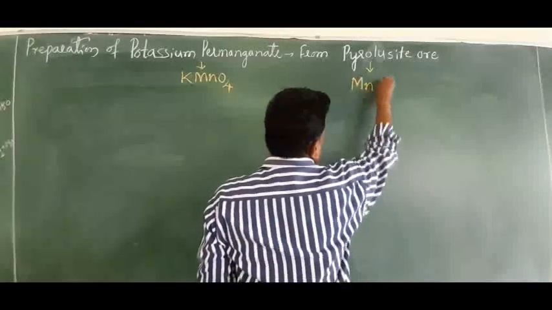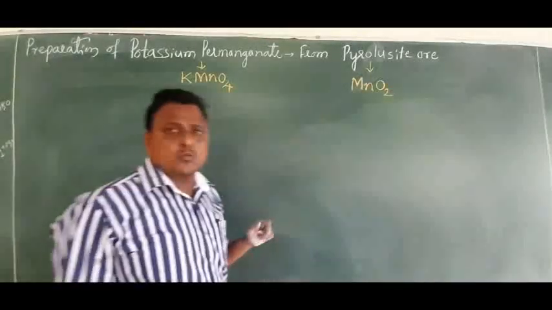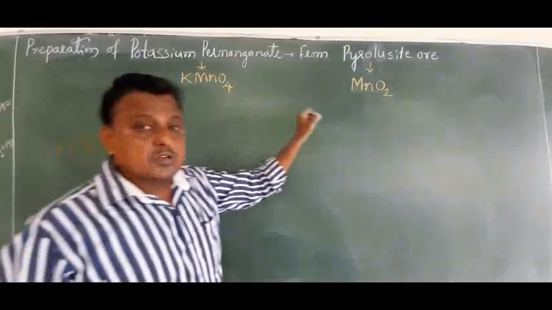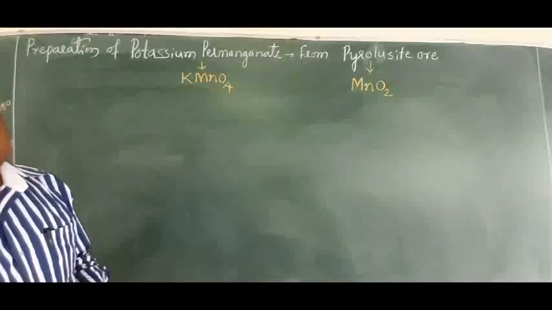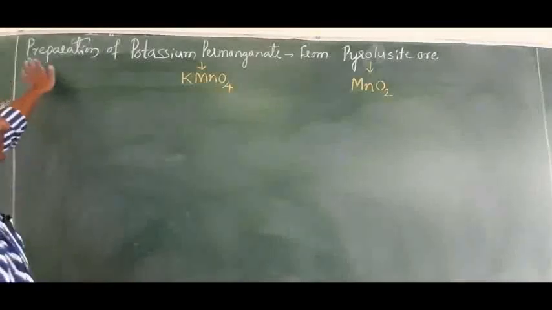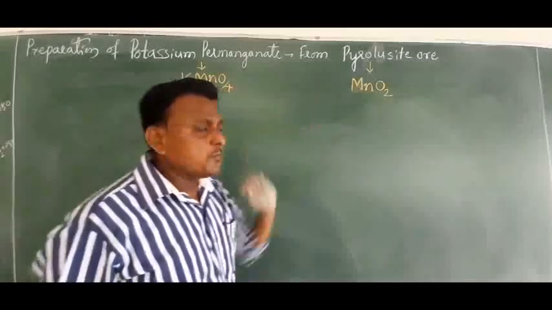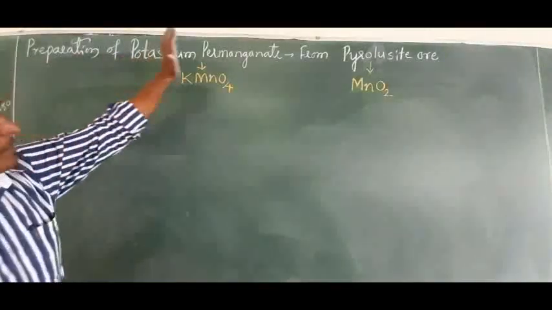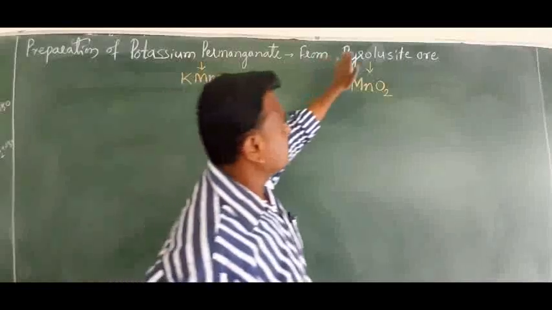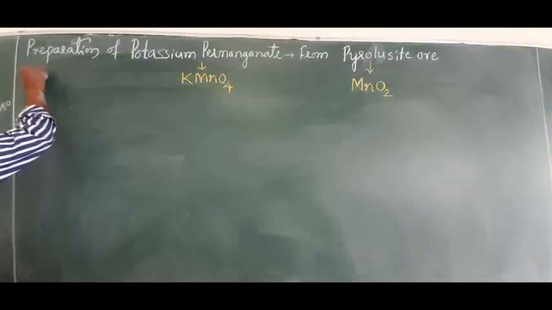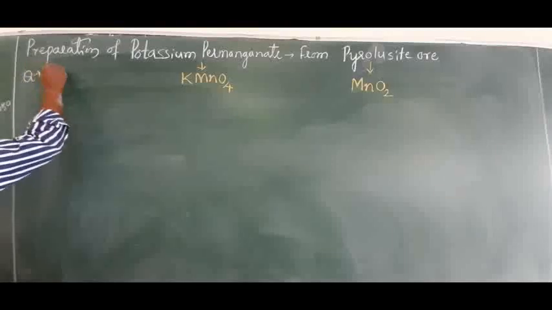Pyrolusite's chemical composition is very simple. It is MnO2, commonly we call it manganese dioxide, but it is an ore. You have to pronounce it as pyrolusite ore. I repeat once again, friends, preparation of KMnO4 by using MnO2, or preparation of potassium permanganate crystals by using pyrolusite ore. This is also an important question for question number 23.